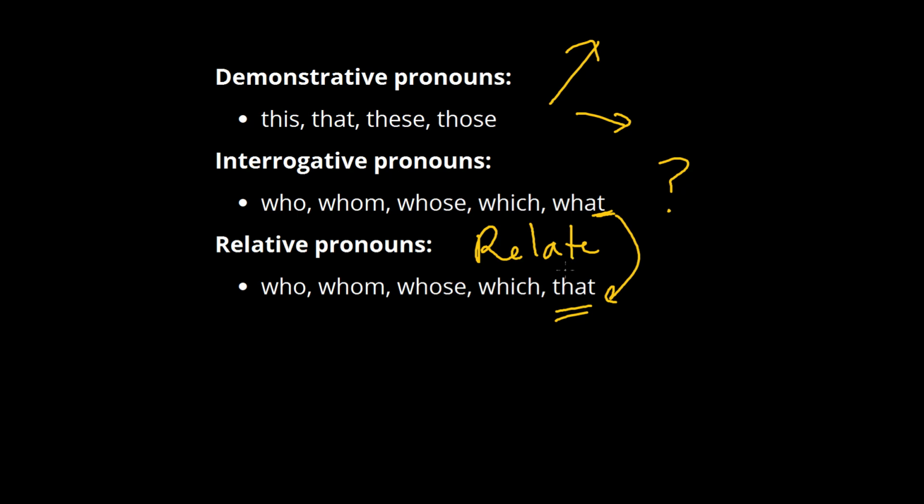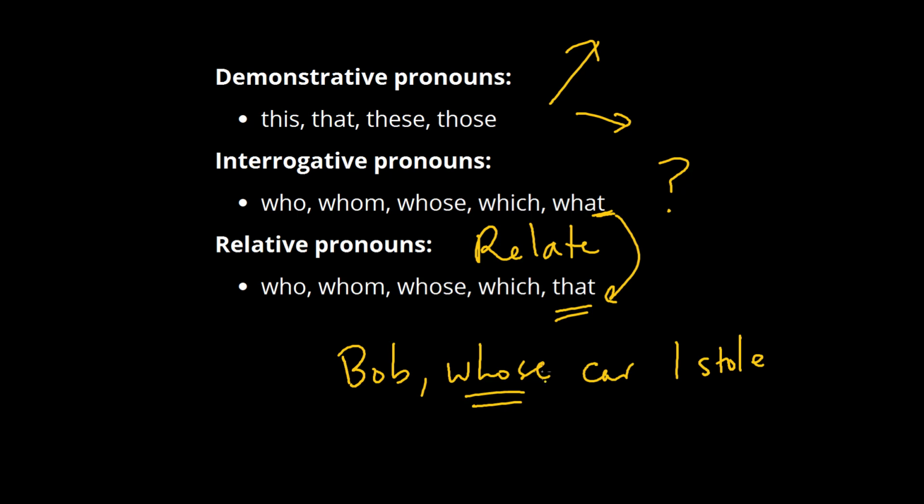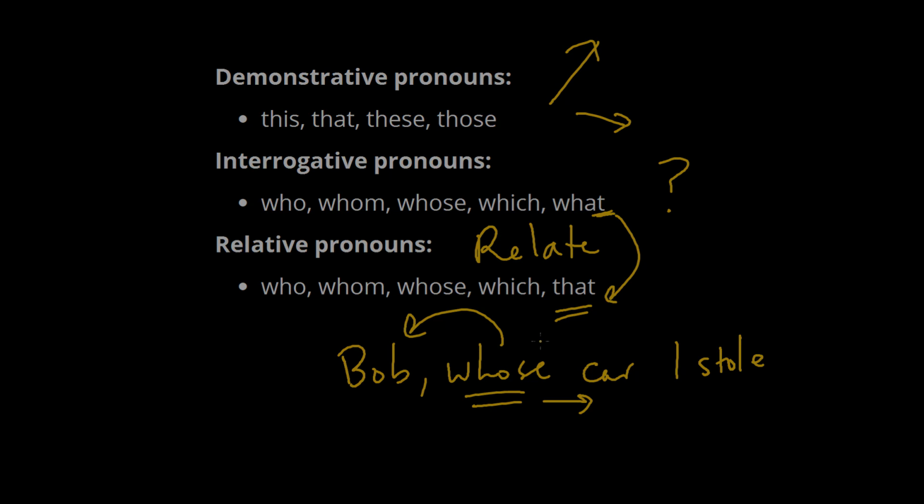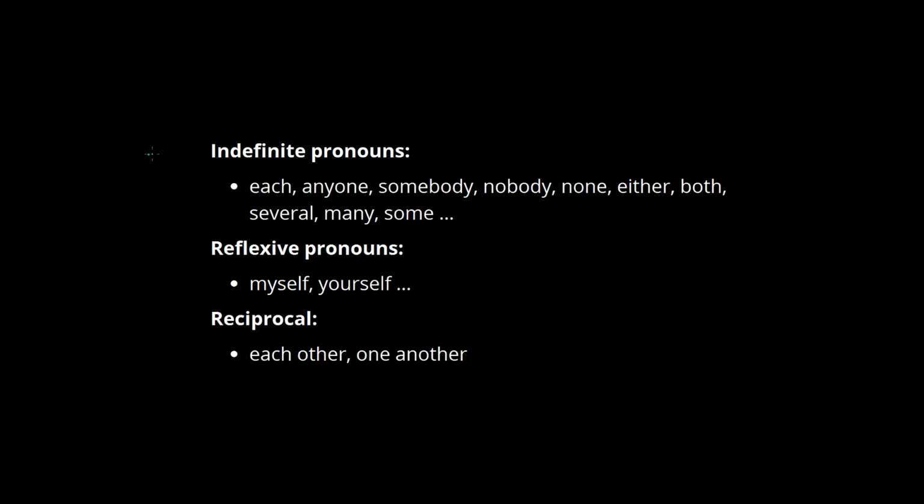So if you want to relate more information, you could talk about Bob, whose car I stole, let's say. And you can see how whose introduces a new clause, it introduces a dependent clause, and it relates more information about Bob. Just 3 final categories to have a look at.